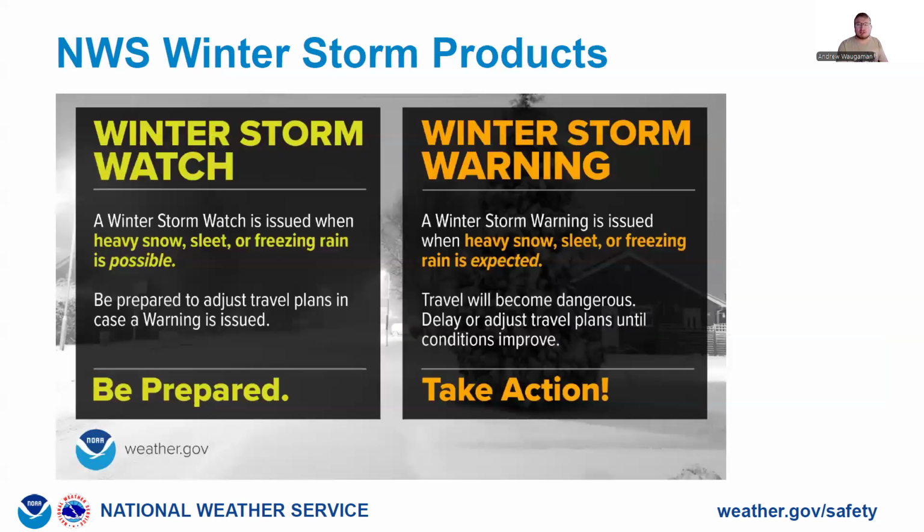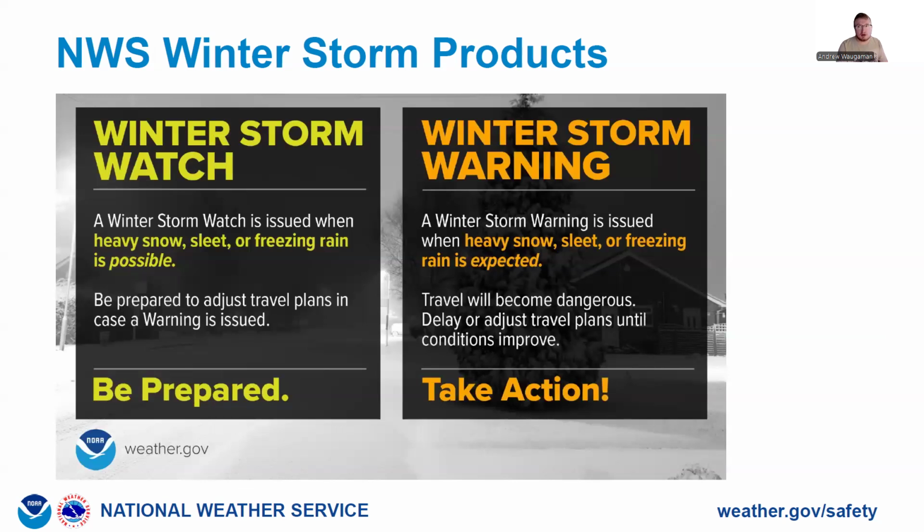Some winter storm products issued by the National Weather Service that we need to keep in mind are winter storm watches and winter storm warnings. Winter storm watches are usually issued when heavy snow, sleet, or freezing rain is possible, and be prepared to adjust travel plans in case a warning is issued. In other words, a winter storm watch means to be prepared.